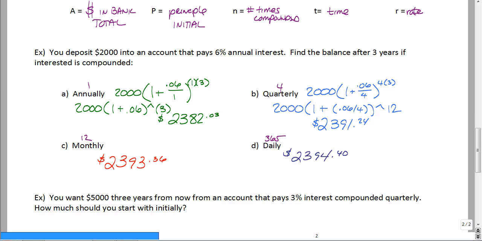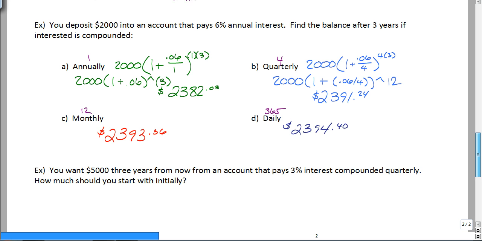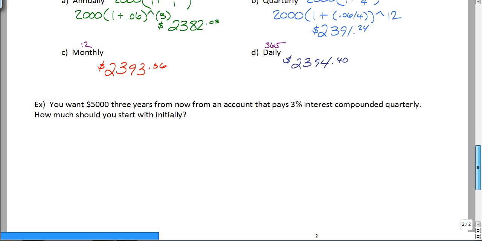So here you go. Monthly, meaning 12 times per year. Every month, you compound your interest, and you have $2,393.36. And if you do it daily, it'll be $2,394.40. So as you can see, the more something is compounded, the more money you are going to have at the end of the year when it comes to money in a bank. Now, we're going to even talk about something else where it does it continuously, like every second. But that has a different formula, which we'll talk about in the next couple of videos.